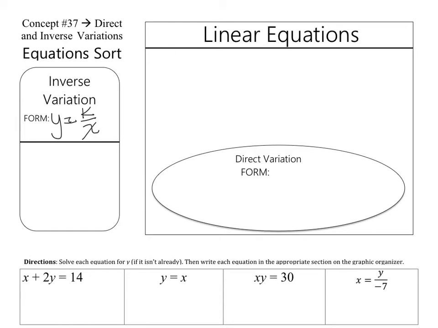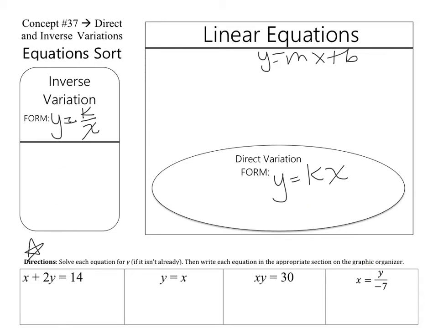Direct variation is in the form y equals kx, right? And k, again, is our constant or our slope. Linear equations are everything else that are in the form like y equals mx plus b, right? And y equals kx is still a linear equation. So what I want you to do down at the bottom, be sure to read the directions. The directions tell you, solve each equation for y if it isn't already, then write each equation in the appropriate section in the graphic organizer.